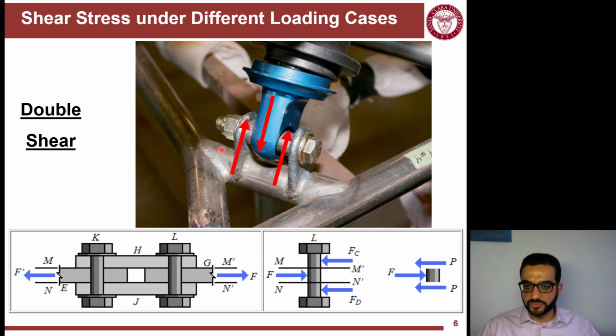Another example: this spring piston is supported by the bolt, which is supported by these two brackets. It's a different representation, but similar. These two plates, connecting plates or splicing plates, are transferring that pushing or pulling force F and splitting it between the two splicing plates. There is one shearing action between this force and half of it on this side, and another shearing action on the other side. This is why we call it double shear.